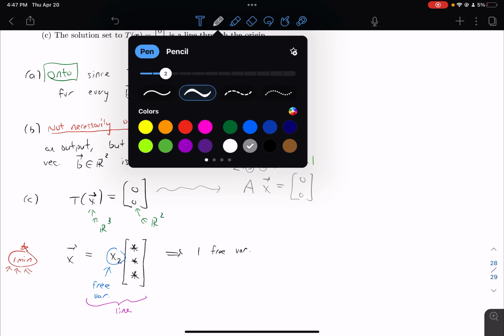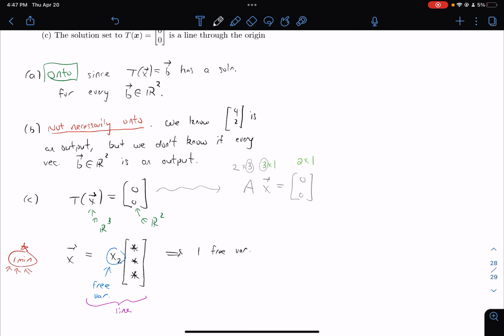One of the tricks you can do is that the 2 middle numbers here cross out, and when you do that, you're left with a 2 by 1. And now they match up on both sides. So A is going to be a 2 by 3 matrix, and I know it has 1 free variable. That means 3 columns.